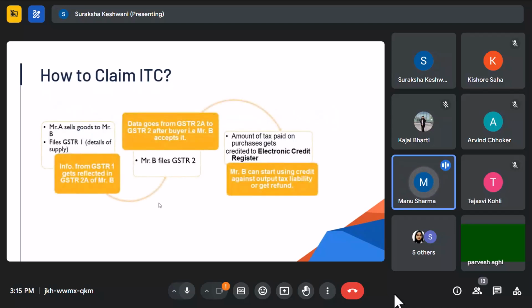This is an example of claiming ITC. Let's say Mr. A sells goods to Mr. B. Mr. A will file their GSTR1 for selling their goods. The GSTR1 that Mr. A files will get auto-populated in Mr. B's electronic credit register, and that amount of GST can be claimed by Mr. B against their output tax liability. Okay. Good.